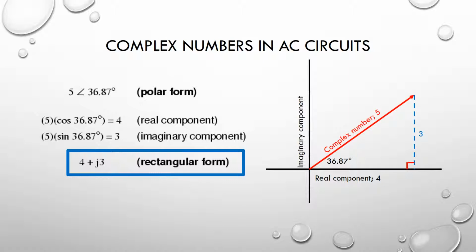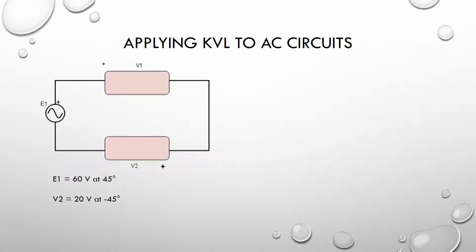Adding voltages in rectangular form involves the addition of the imaginary parts and the addition of the real parts respectively. Subtracting rectangular numbers follows the same concept. Here is an example with a voltage supply of 60 volts at 45 degrees and two elements, one with a voltage of 20 volts at negative 45 degrees and one with an unknown voltage.